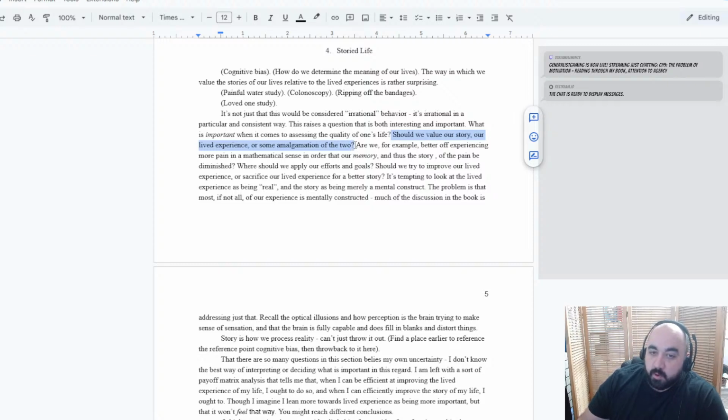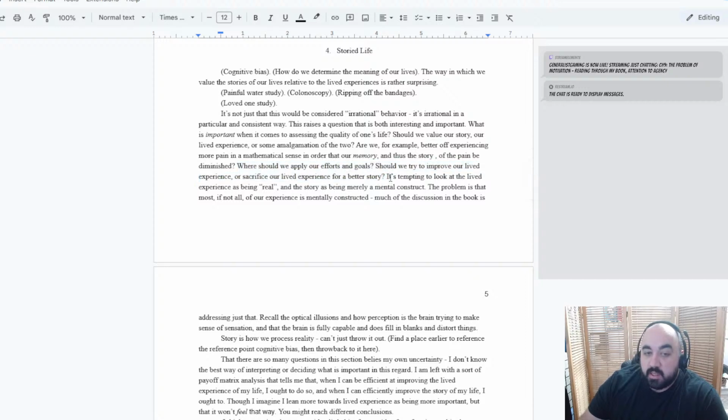Are we, for example, better off experiencing more pain in the mathematical sense in order that our memory, and thus the story of that pain, is diminished, like choosing the more painful option, the time in which we experience more pain, in the water pain study? Where should we apply our efforts and goals? Should we try and improve our lived experience or sacrifice our lived experience for a better story?